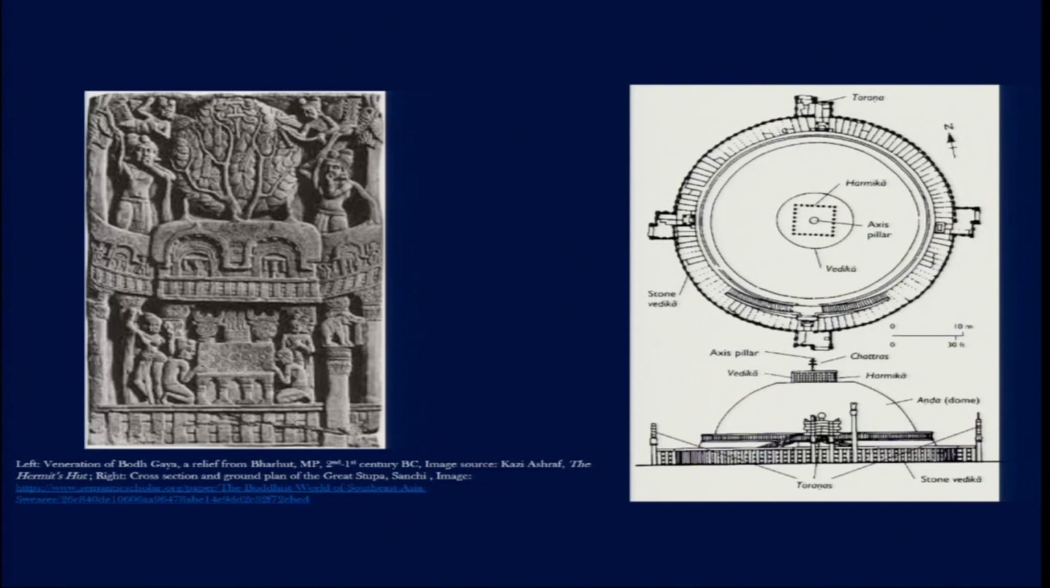And in this one, we find that there is a veneration of the Bodhi tree. This particular structure also shows how the Bodhi tree, which is considered to be of prime importance for the Buddhists, is worshipped here. And in this particular image, we see there is this seat.